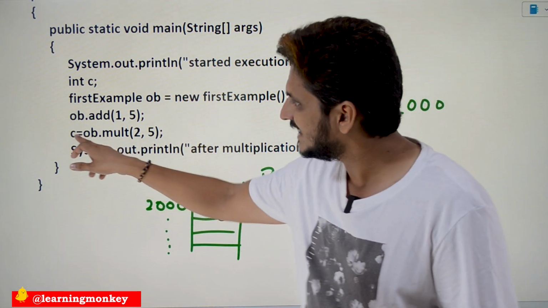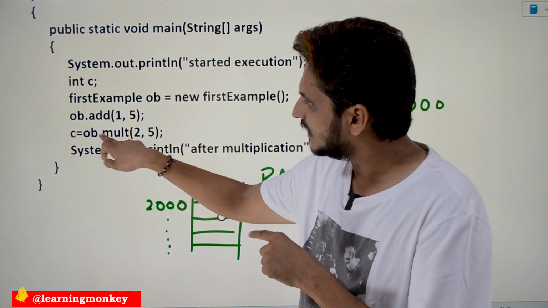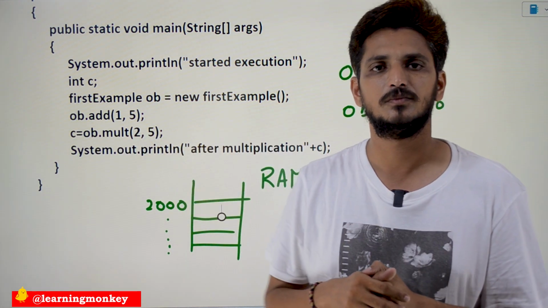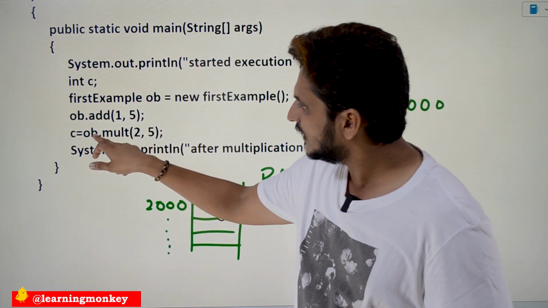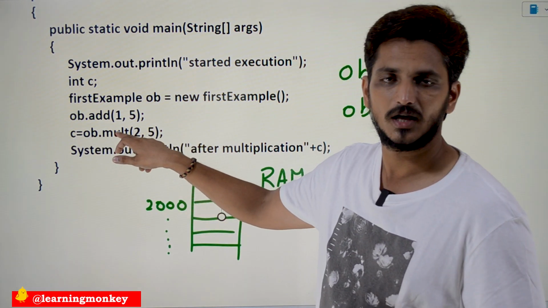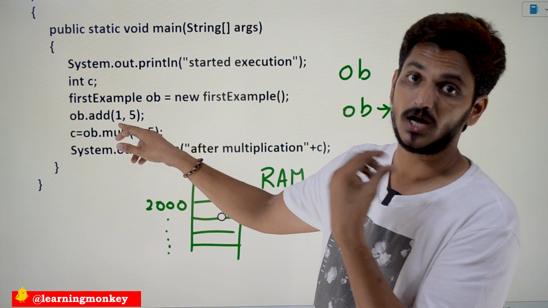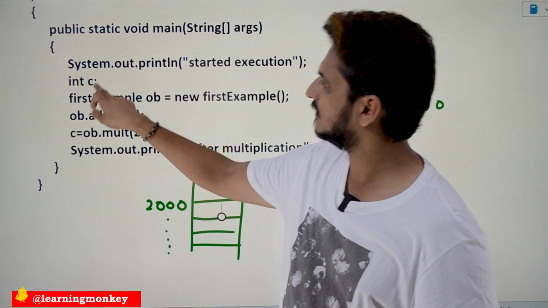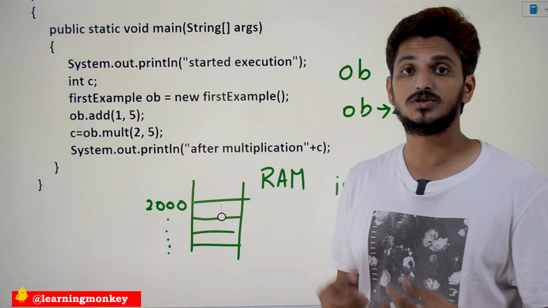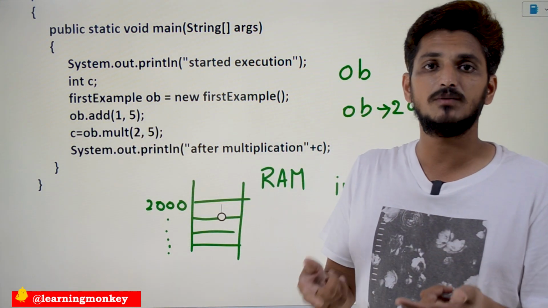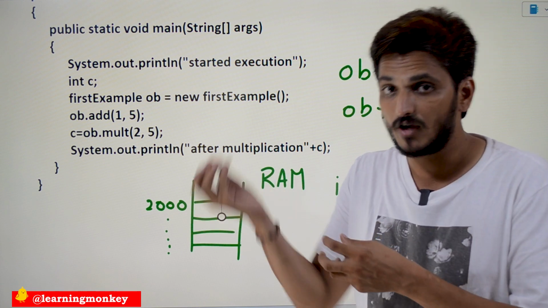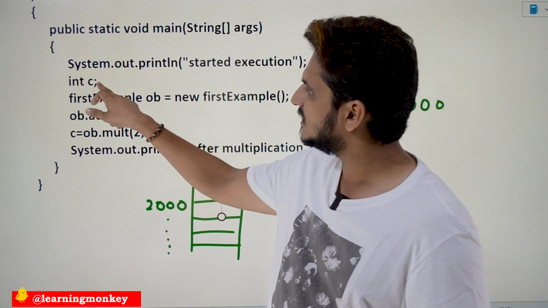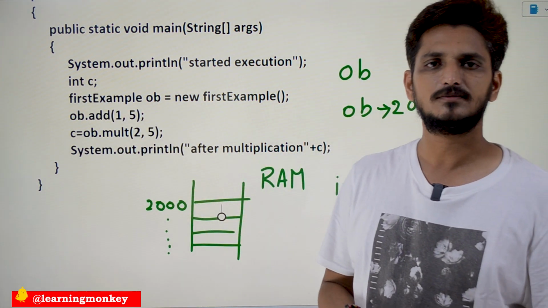Why have we written C here? Because this method OB.multiply is going to return some value. After completing execution of this method, it is going to return some value. That value should be placed in a variable called C. In order to save that value, we are using a variable called C. What type of value is it going to return? Integer type of value. That's why we defined C as int type.